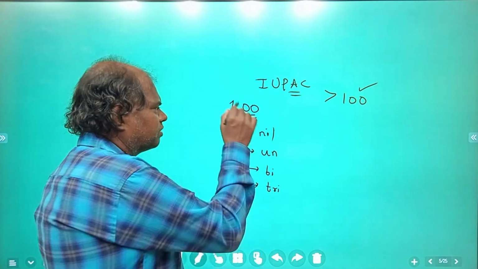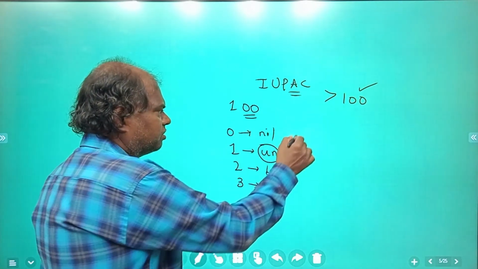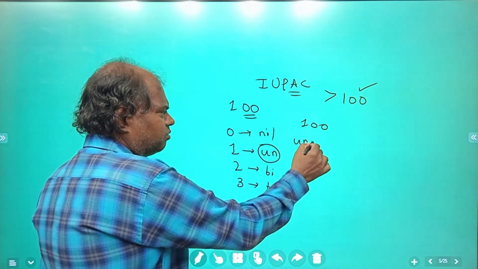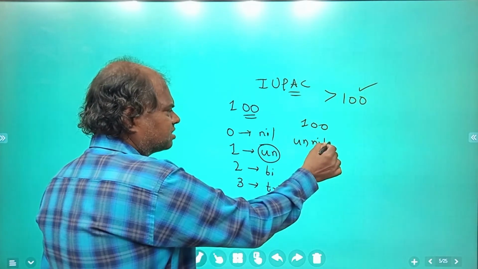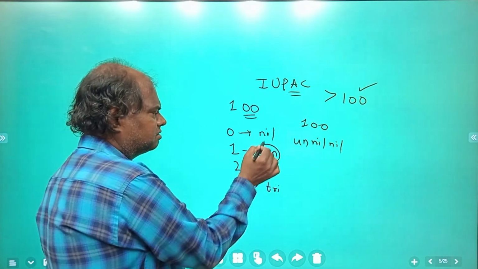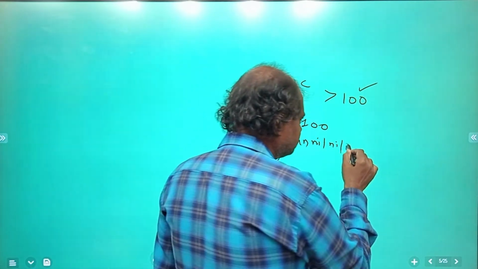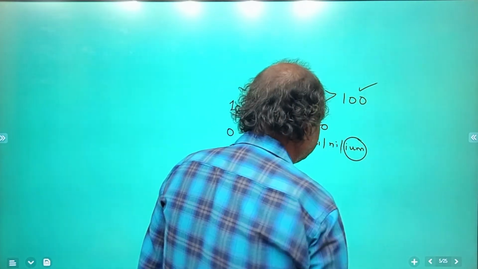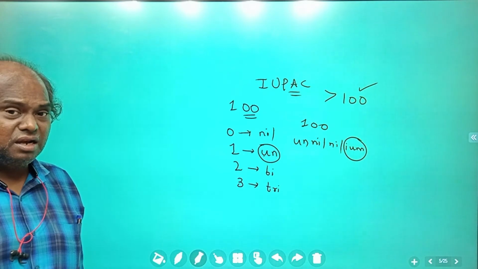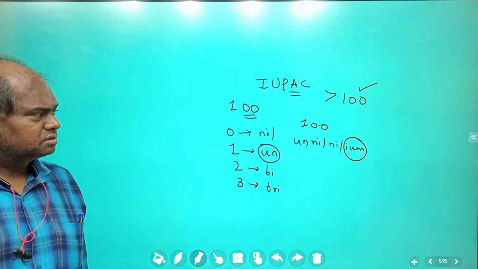Let's take 100. For 100, you have to use 1, un. So first you write un. Then for 0, I have to use the word nil. Again 0 is coming, nil. So for 1 un, 0 nil, another 0 nil. And the last thing is it will end with -ium. Please remember you have to end the name with -ium. So you can call this compound unnilnilium. That's how you name this compound.